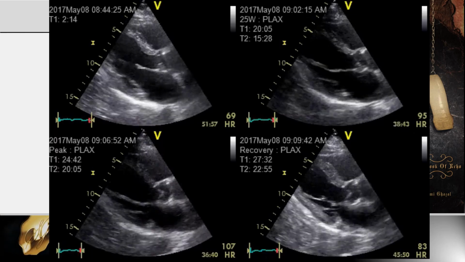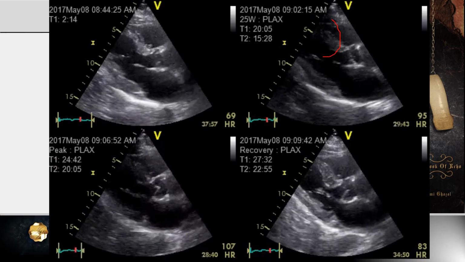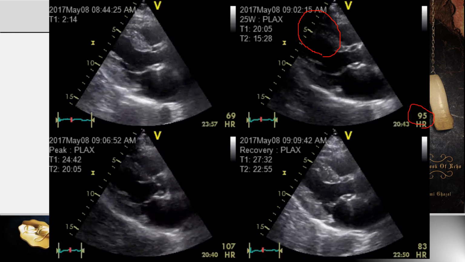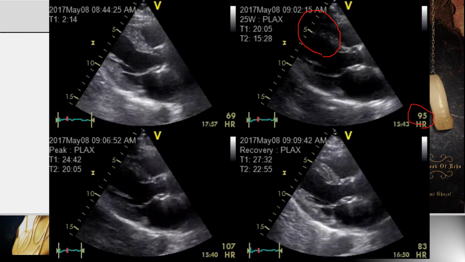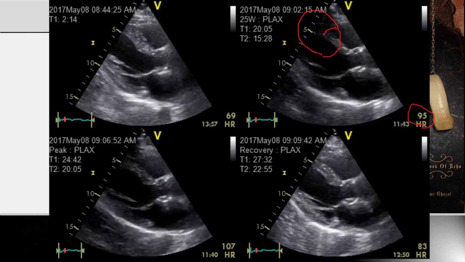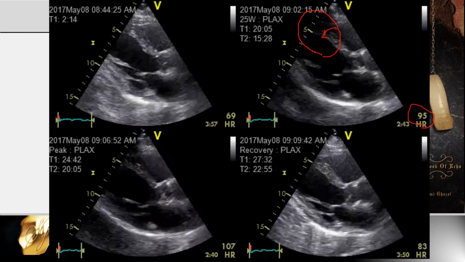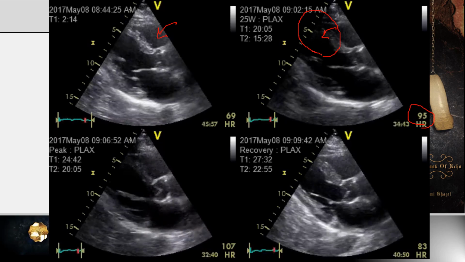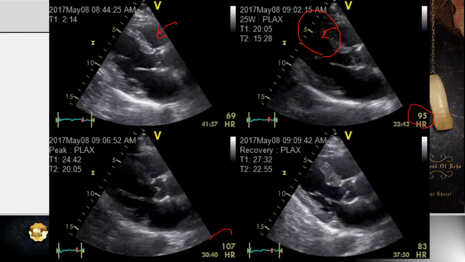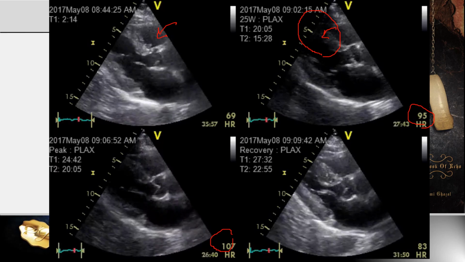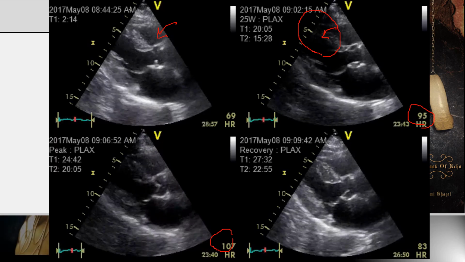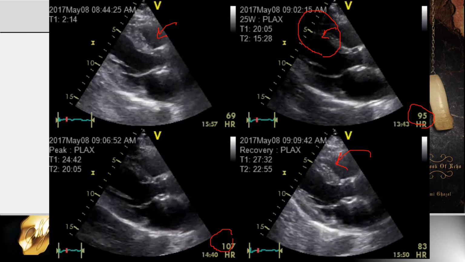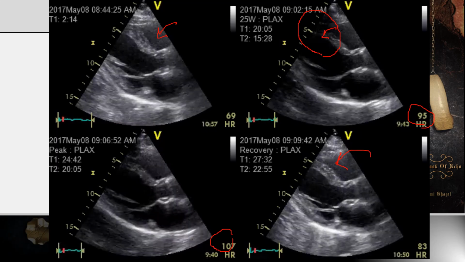Another case. Now here you can see even at low exercise, even though the patient did not reach 100, he's having severe hypokinesis of the anteroseptal wall compared with the resting images. At peak, not much, because we already got a positive study. We had to terminate. Once we terminated and took the recovery images, everything returned back to normal.